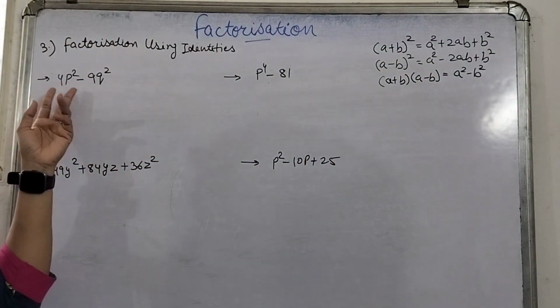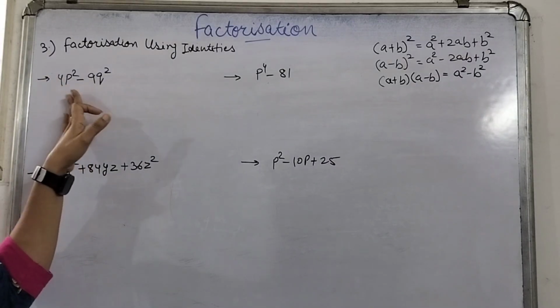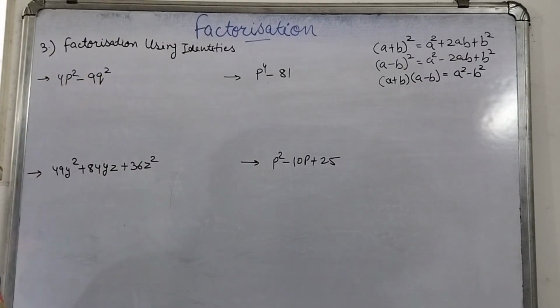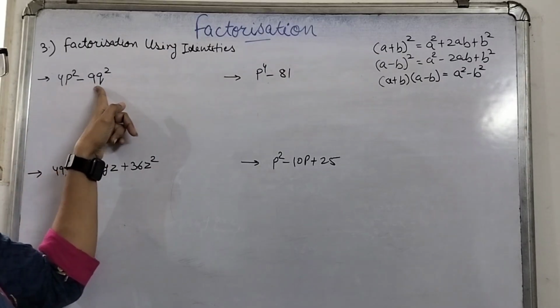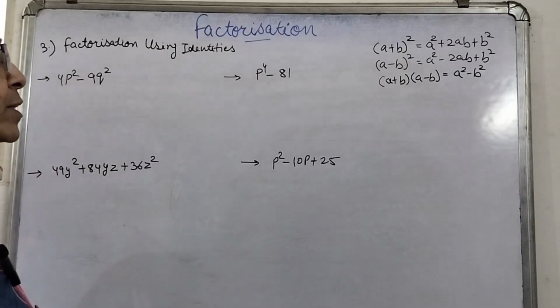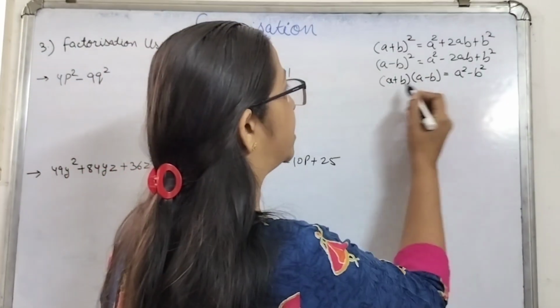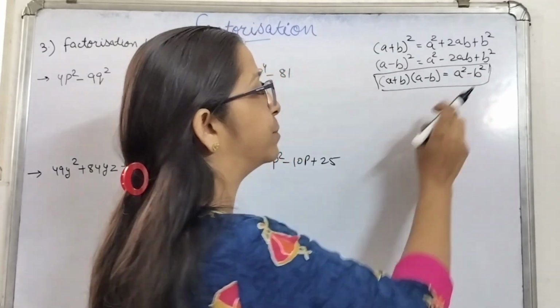So first of all, if we have two terms in the given expression which are perfect squares, here we can see 4p square is a perfect square, 9q square is even a perfect square, and they have a minus sign in between, then always and always we will be using this identity, that is a square minus b square.